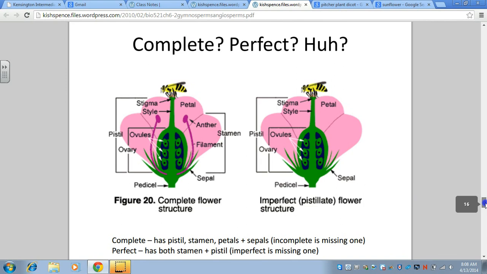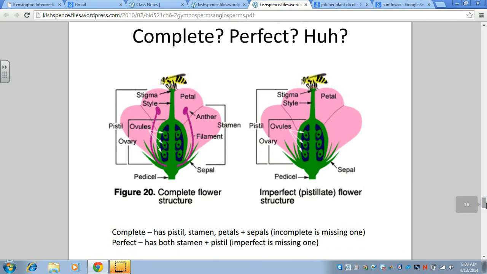A couple other things that they'll use to classify flowers. They might call them complete or incomplete. If it's complete, then it includes all those parts that we just talked about. It has the pistil, it has the stamen, it has the petals, and the sepals. So it has all of them. It has male and female parts, it has petals, and it has sepals. If it's missing any one of those, they'd call it incomplete. If it's missing sepals, it'd be incomplete. If it's missing petals, it'd be incomplete. If it's only got male or female parts, it would be incomplete.